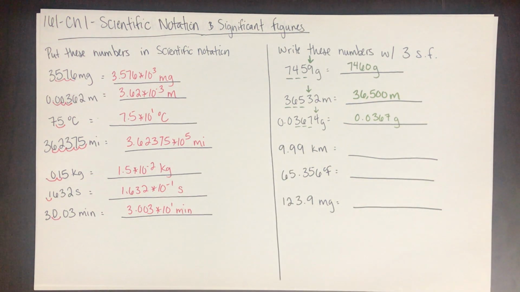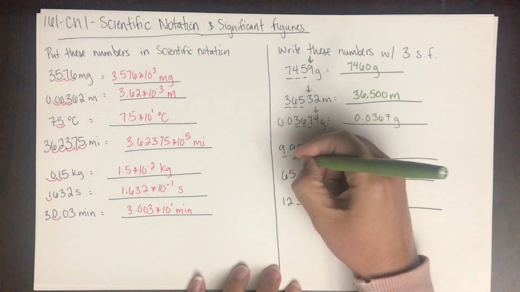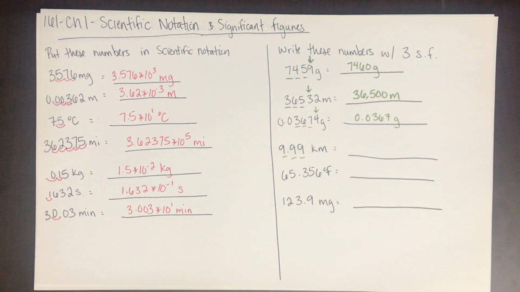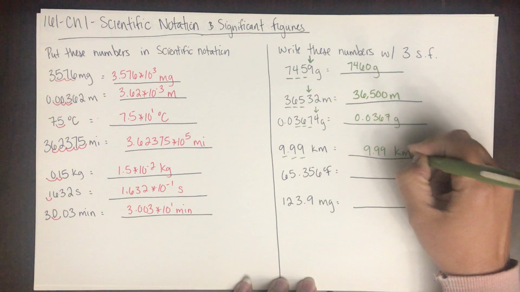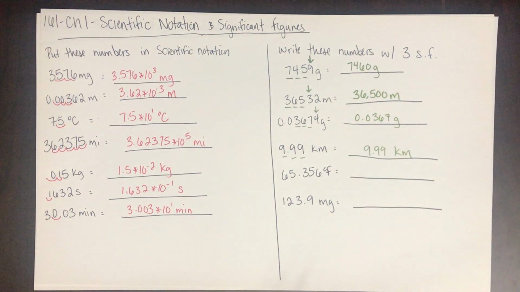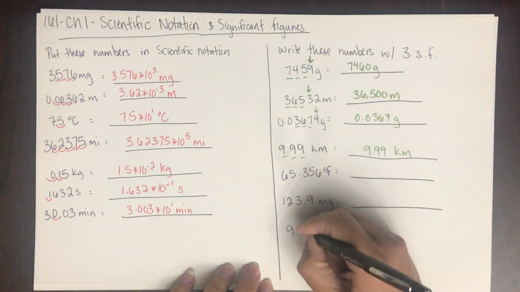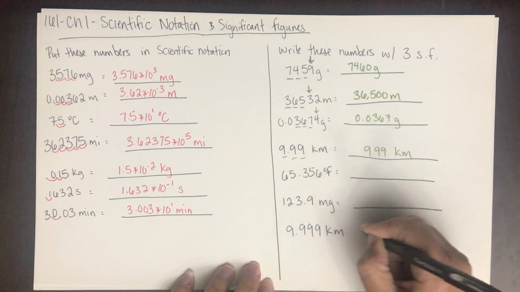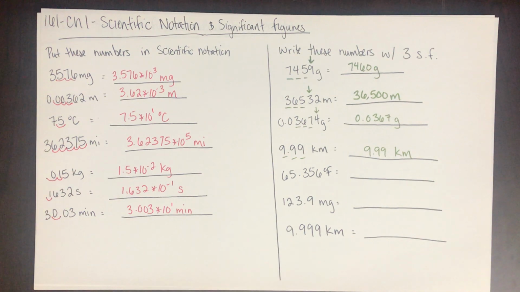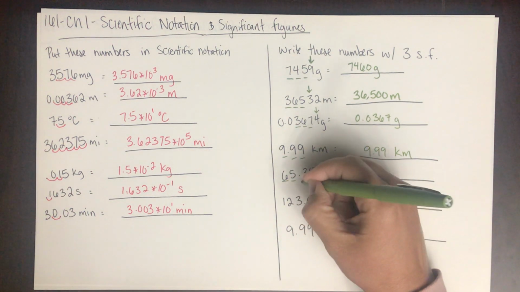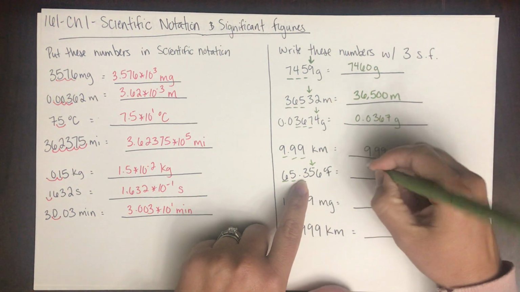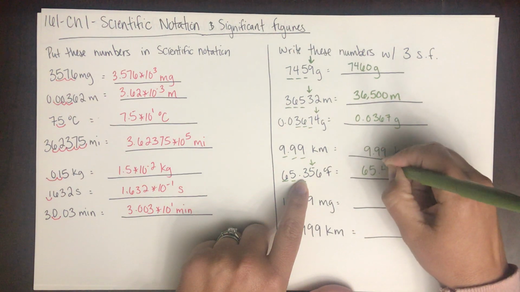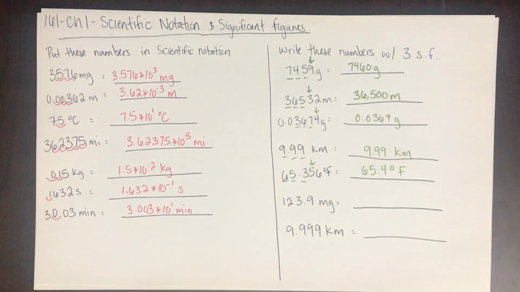This was kind of tricky, 9.99 kilometers. So 1, 2, 3, these are all significant. There's nothing we need to do here. 9.99 kilometers. I'm going to add another one down here at the bottom. 9.999 kilometers. Let's do that one at the end. Okay, 1, 2, 3. I look at this one. It is 5 or above. So I'm going to round this 3 up to a 4. So I'm going to say 65.4 degrees Fahrenheit is this number in 3 significant figures.